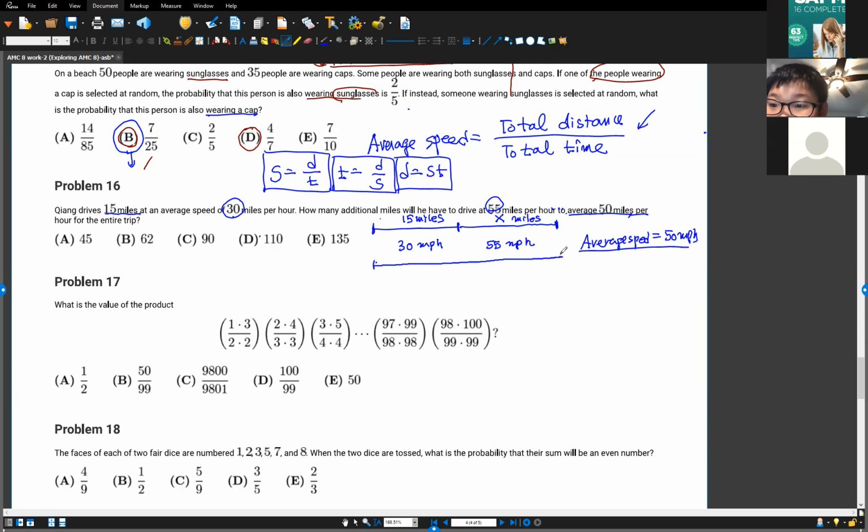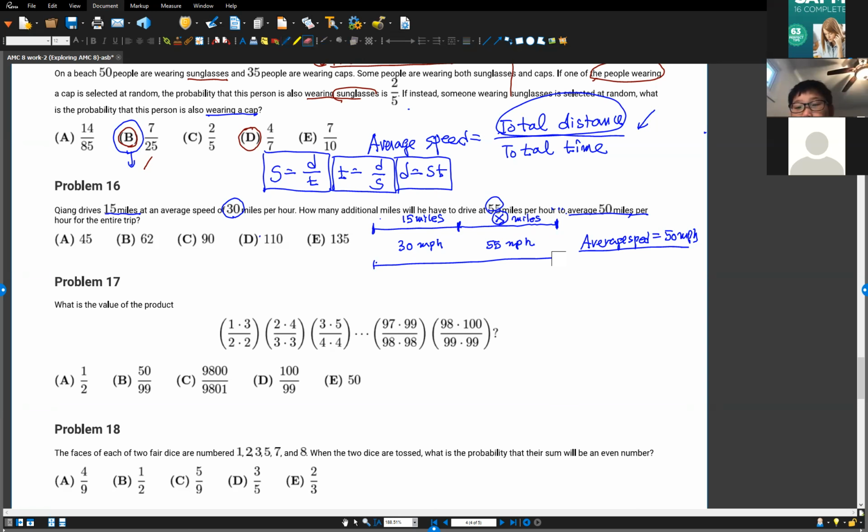This total miles, what is total distance? Where average speed is what? Total distance over total time. We need to find total distance. But this total distance has some unknown number. The next section is how many miles, we don't know. They're asking you to find this number.